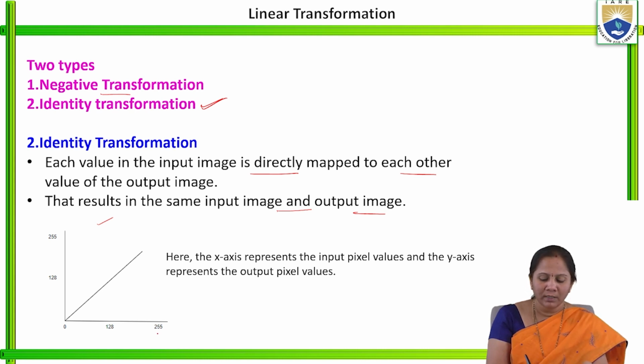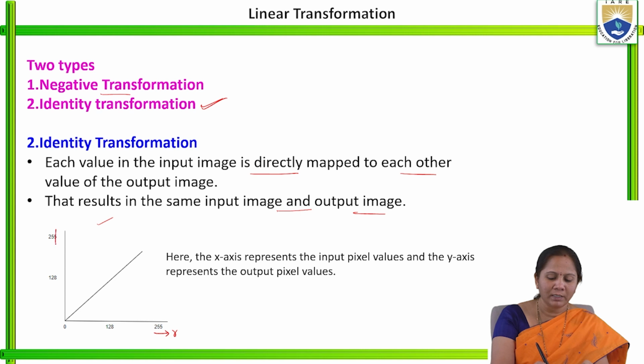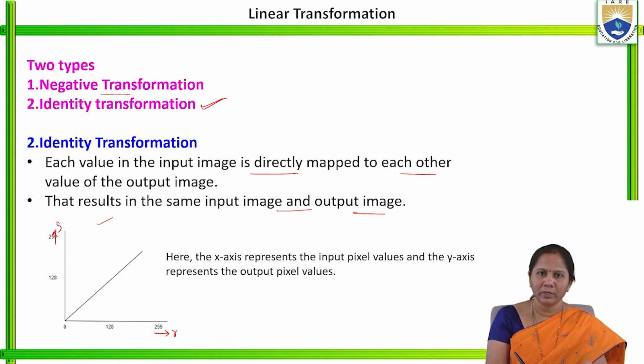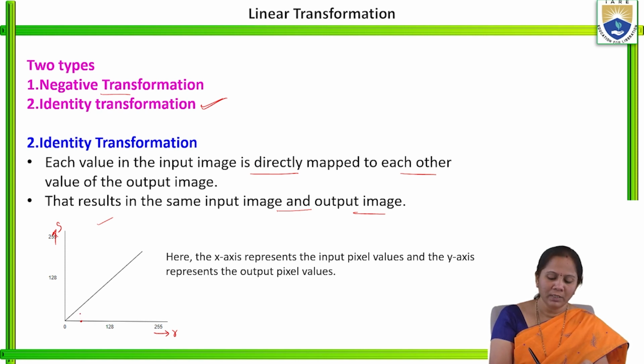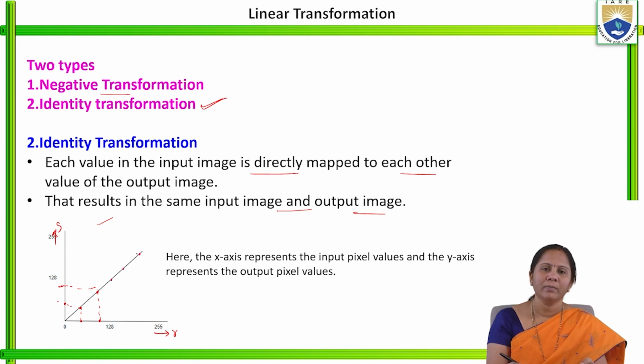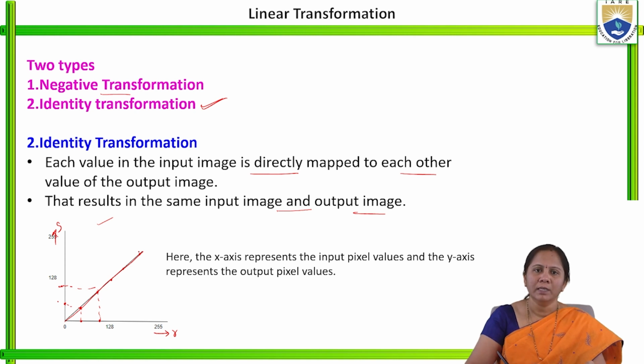Here these are the values of R and these are the values of S, the output image. Whatever the value is at the input, the same value will be at the output. So if you join all these points, the curve will be very linear.